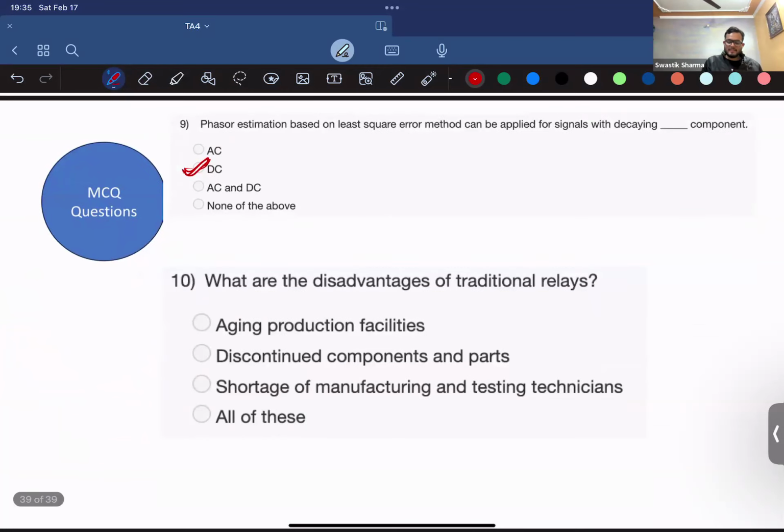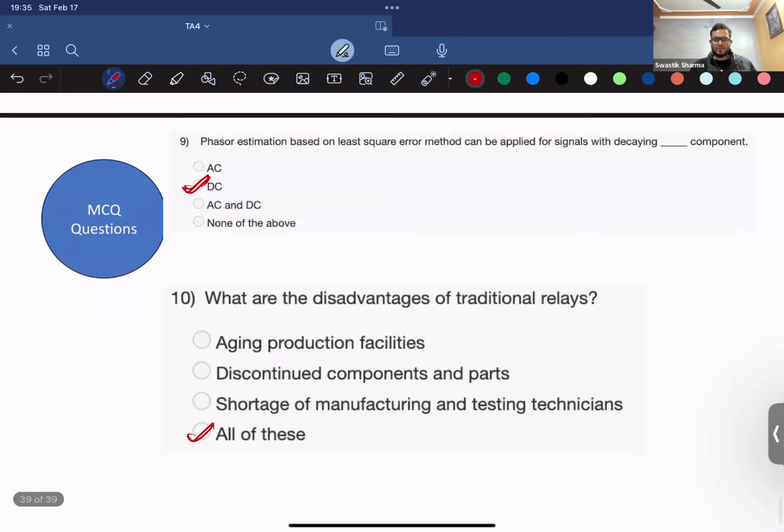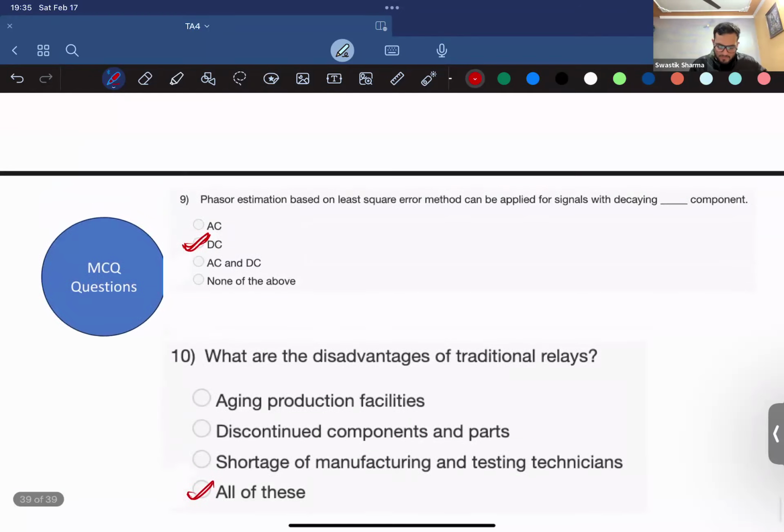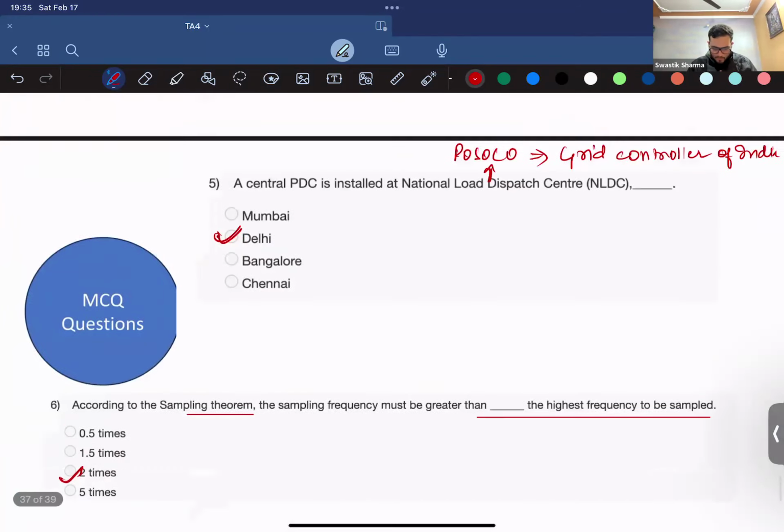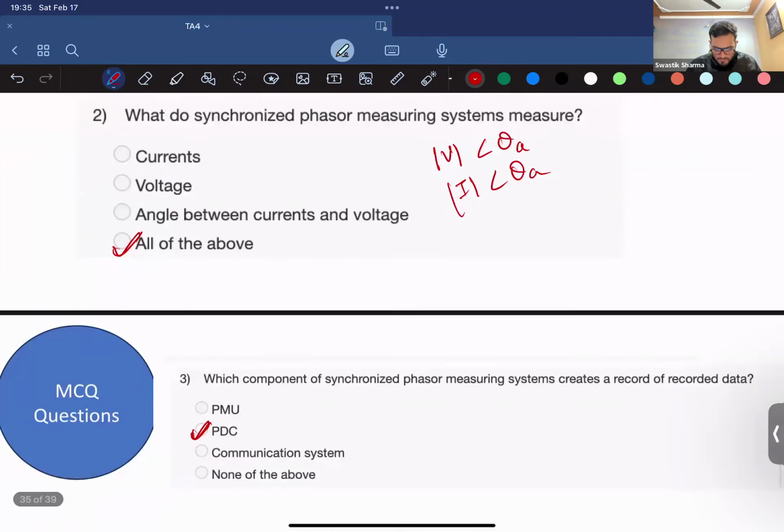Last, what are the disadvantages of the traditional relays? All of the above. Yes, so their production facilities are now aging. They also have discontinued manufacturing of some components and parts. Also, there is a shortage of their testing technicians. That's what has led to the evolution of relays to digital relays. Yeah, so that's all that we wanted to cover today.